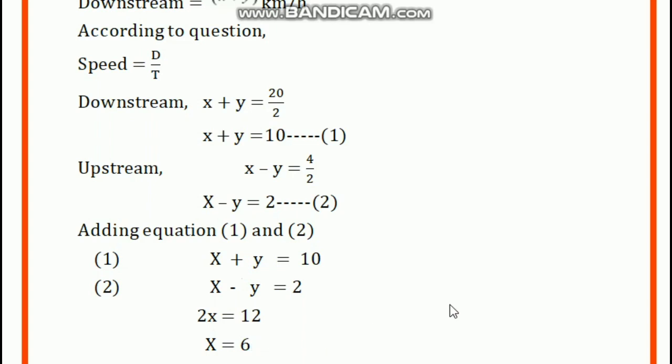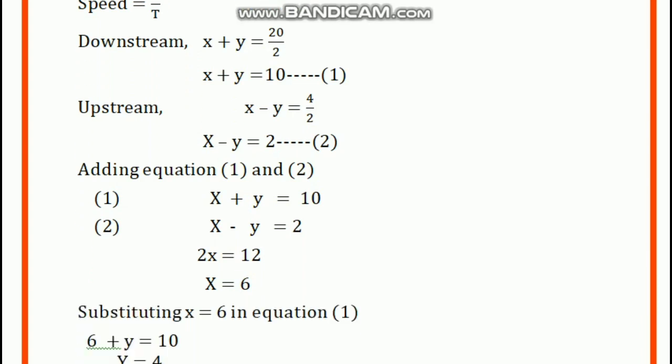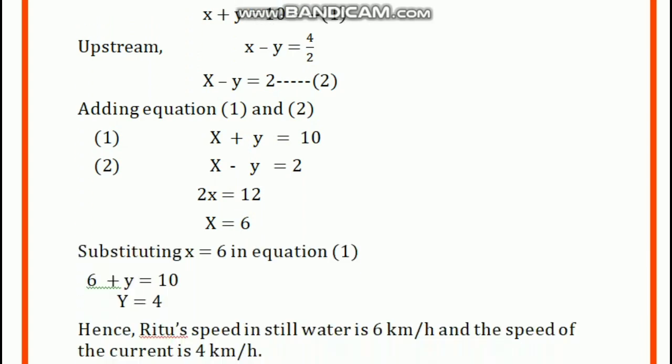Next we need to find out y. How to find out y? Substitute x equal to 6 in equation 1. So 6 plus y equal to 10, the first equation being x plus y equal to 10. Therefore y equal to 10 minus 6 is 4. Hence Ritu's speed in still water is 6 km per hour and the speed of the current is 4 km per hour. So x is Ritu's speed and y is the speed of the current. Students, I hope you all understood this concept.